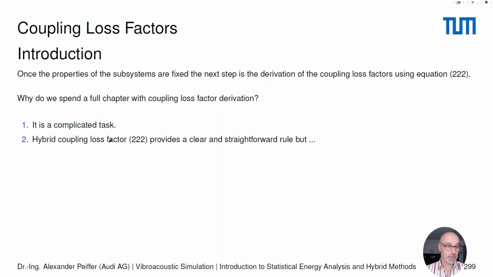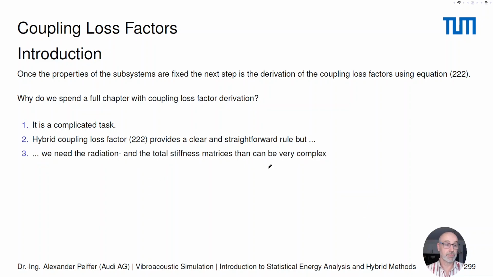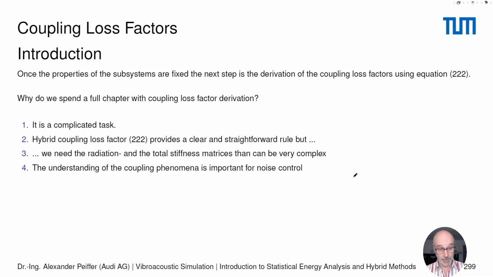However, the hybrid coupling loss formula gives a very clear and straightforward rule for this coupling loss factors, but we need the radiation and the total stiffness matrices of our junction configuration. This can be very complex. It helps to understand the coupling phenomena, and this is automatically important for noise control. If the coupling is bad, the noise control of our junction or setup is quite good.